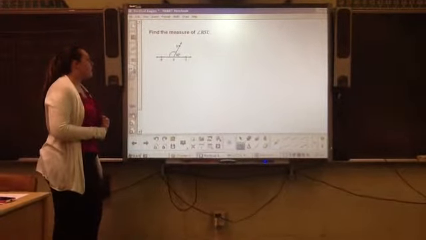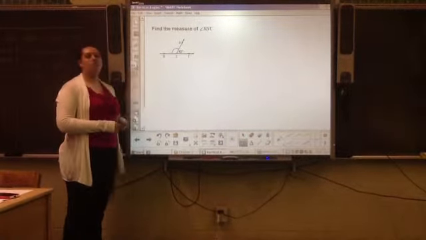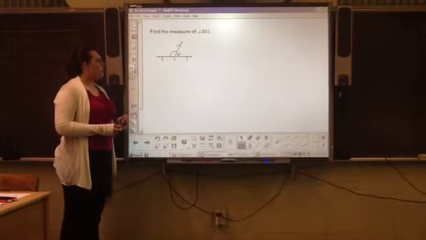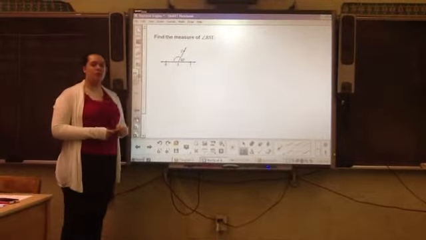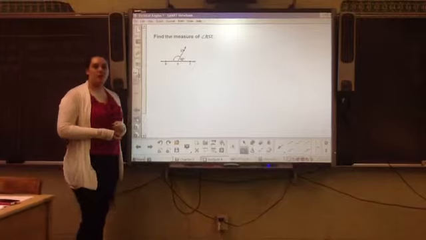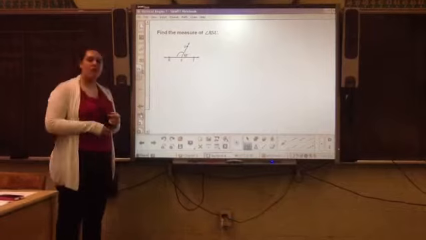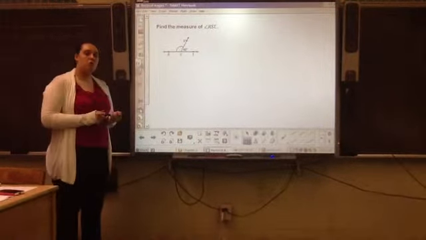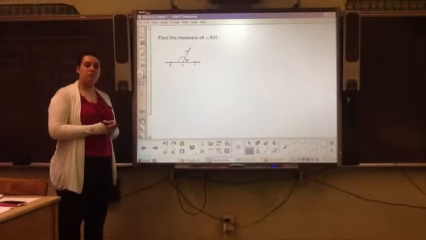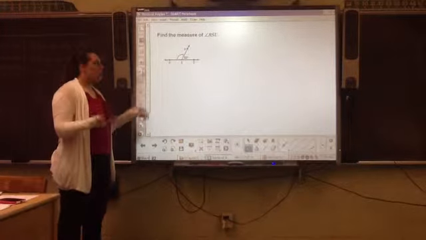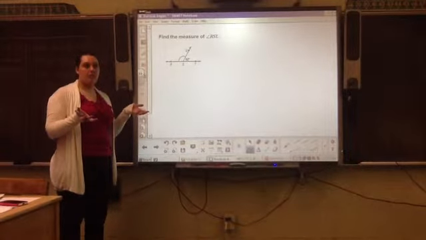Here we are asked to find the measure of angle RSU. R, S, and U. And I drew a little angle sign. And we are already given that TSU is 62 degrees. What do you notice about these two angles? If you said that they share a side, you are correct. If you said they were next to each other, you are also correct. So therefore, what kind of angles are they? A linear pair.